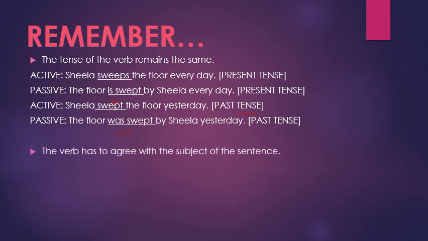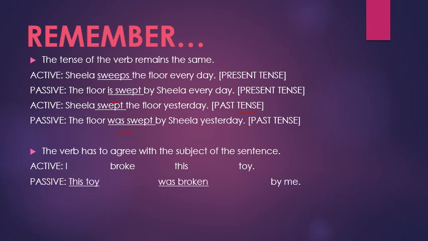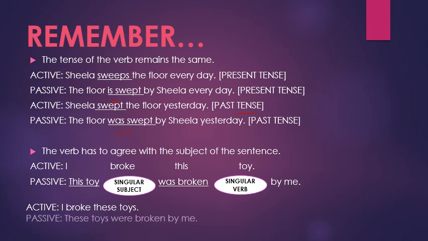The verb has to agree with the subject of the sentence. Like I broke this toy. This toy was broken by me, where this toy is a singular subject and the verb is a singular verb. So always remember the verb has to agree with the subject of the sentence. I broke these toys. These toys were broken by me. Here these toys are plural. So the verb is also plural. So I hope this is clear.